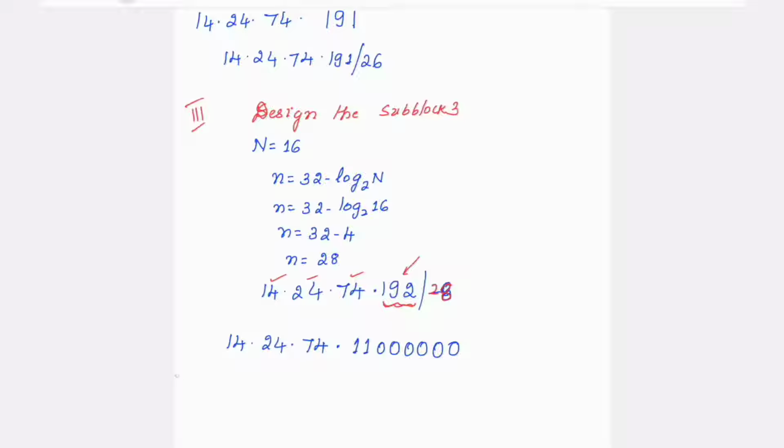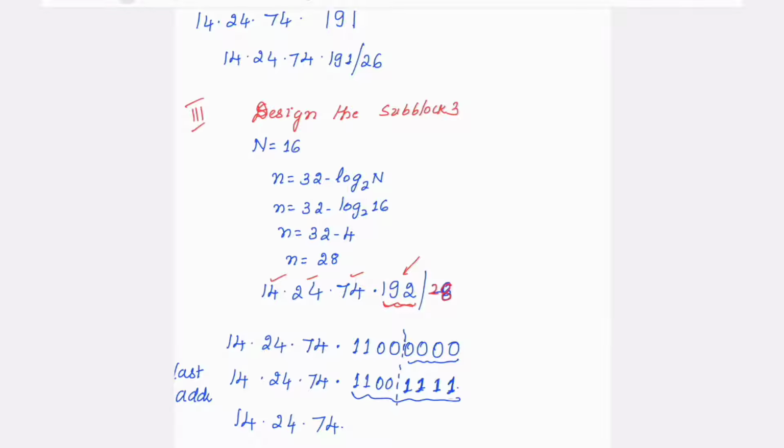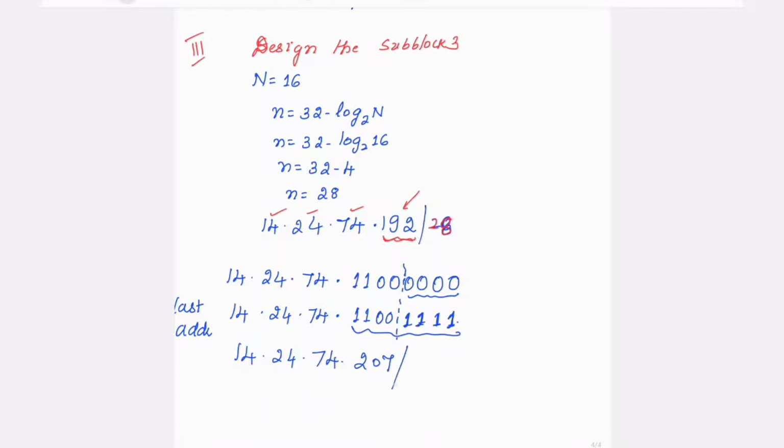To get the last address, the procedure is to keep all the 28 bits as it is: 25, 26, 27, 28, up till here I have to keep it as it is. The remaining 4 bits I have to write all ones. So now convert back again to decimal. What is the decimal value for this? 11001111. It is 207. And now add the prefix value also. It is 28. So this is your last address.